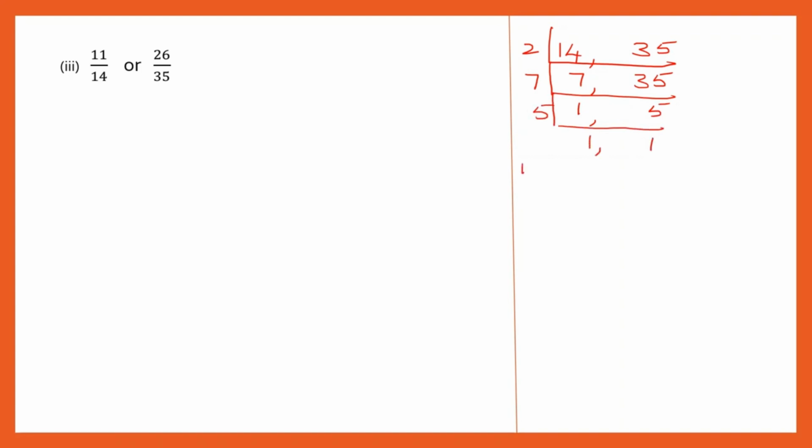5 ones are 5. My LCM is 2 into 5 into 7. 2 fives are 10. 10 sevens are 70. The LCM is 70. So let's use this as the common denominator for both. So my question is 11 by 14 and 26 by 35. So now my denominators have become 70.